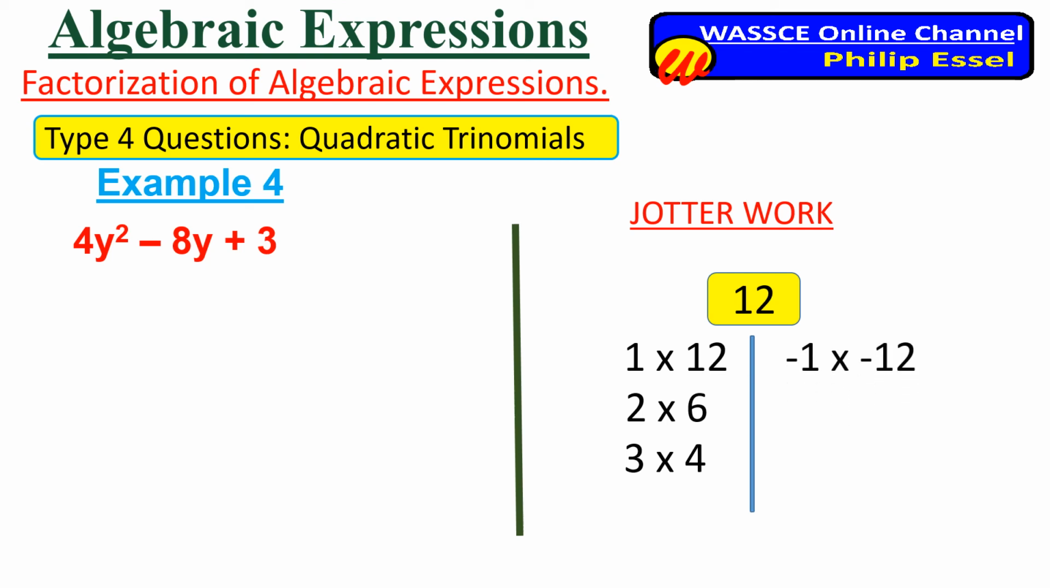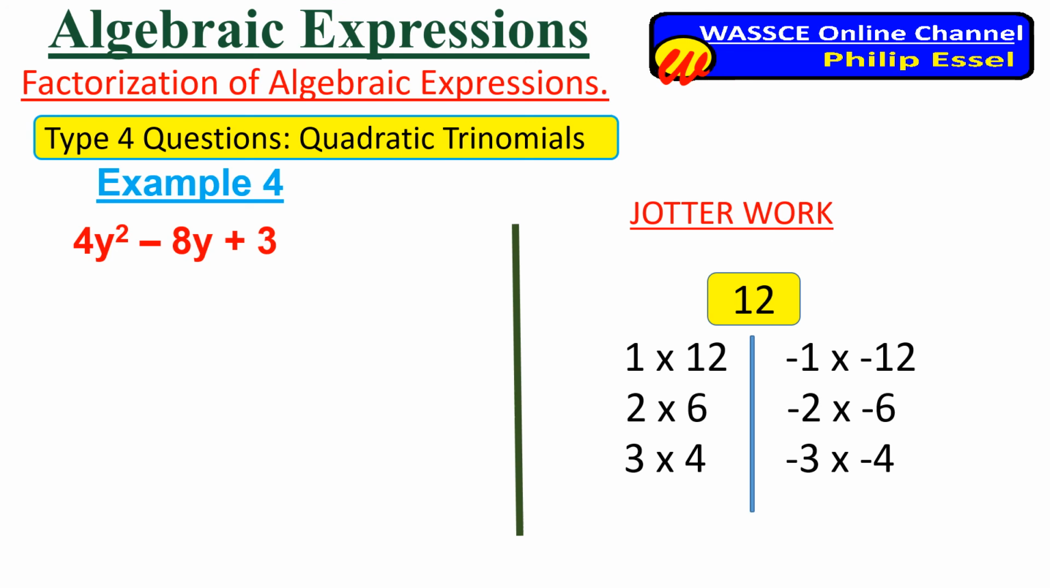Next, negative 1 times negative 12 will give us positive 12. Next, negative 2 times negative 6 would also give us positive 12. Then finally, negative 3 times negative 4 would give us positive 12.